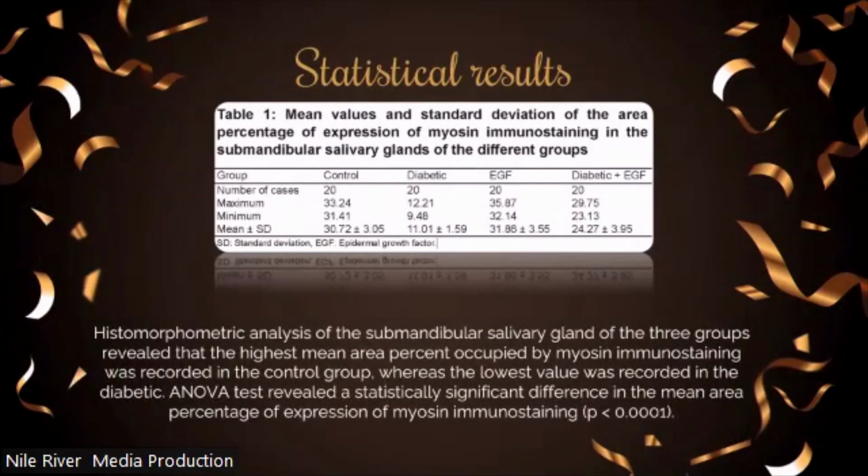The statistical analysis of the histomorphological analysis of the submandibular salivary gland in the three groups revealed that the highest mean area percent occupied by myosin immunostaining was recorded in the control group, whereas the lowest value was recorded in the diabetic group. The ANOVA test revealed a statistically significant difference in the mean area percentage of expression of myosin immunostaining reaction.